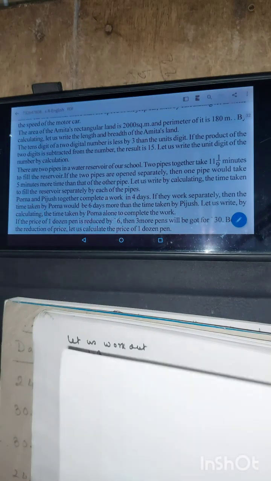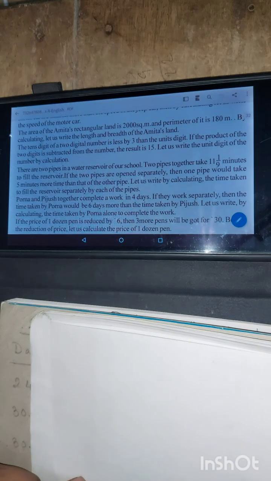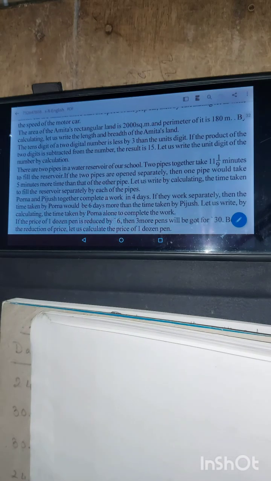The area of Amita's rectangular land is 2000 square meter, and perimeter of it is 180 meter. Area 2000, perimeter 180. By calculating, let us write the length and breadth of Amita's land.